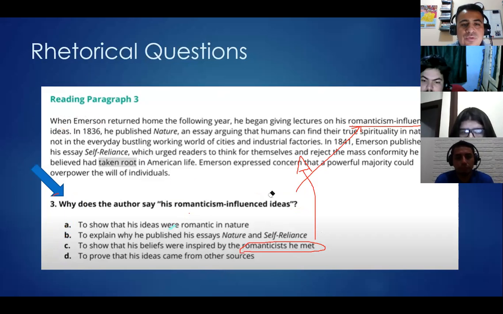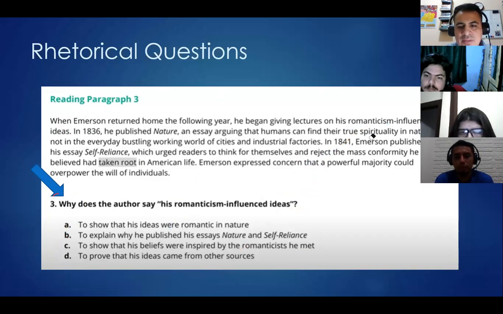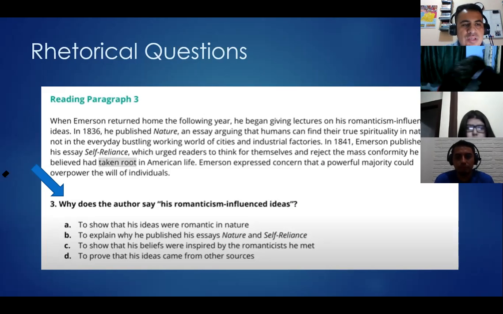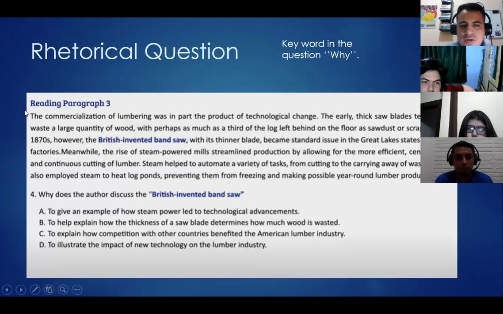Right, so no les puedo dar la respuesta porque como tomé este examen de YouTube, es un examen práctica, no me dieron las respuestas. All right, so I don't have it, right? But I think that using the process of elimination, using skimming and scanning, using keywords, we can get to the right answer. All right, let's see. Maybe I have one more. All right, I have one more. Let's look at this, rhetorical questions.